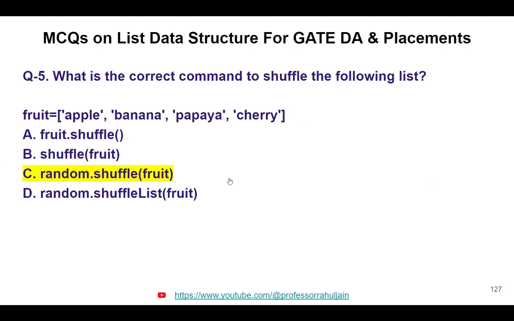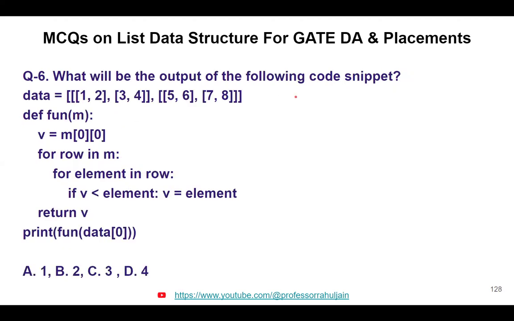Okay. Question number 6. What will be the output of the following code snippet? If you look at the code, this is a three-dimensional array whose size is 2 into 2 into 2, so there are a total of 8 elements. This is our first row, and this is our second row, right? Now we are running this loop for row in M, that is, row by row, and initially v is M00, the first value. So initially v is 1.